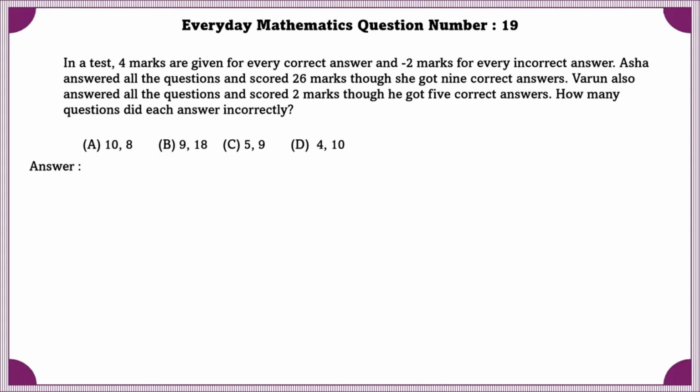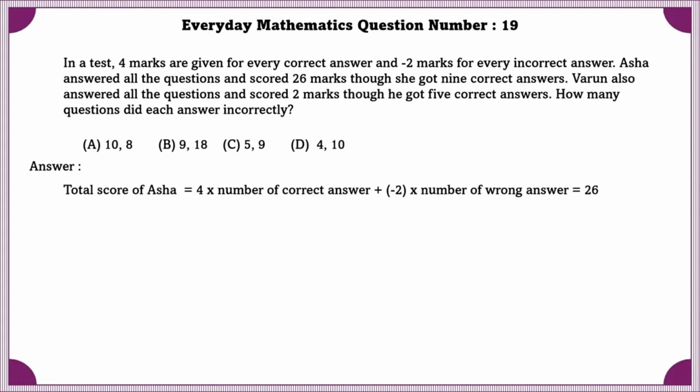Everyday mathematics question number 19. In a test, 4 marks are given for every correct answer and minus 2 marks for every incorrect answer. Asha answered all the questions and scored 26 marks though she got 9 correct answers. Varun also answered all the questions and scored 2 marks though he got 5 correct answers. How many questions did each answer incorrectly? Total score of Asha is equal to 4 into the number of correct answers plus minus 2 into number of wrong answers, which is equal to 26.